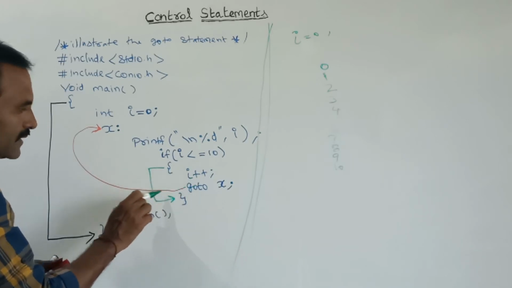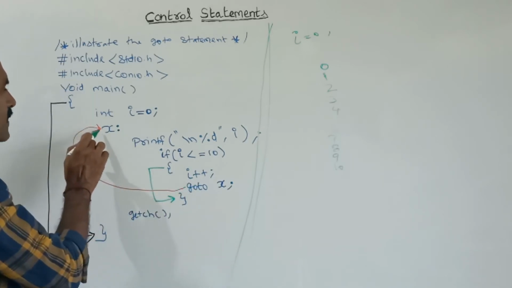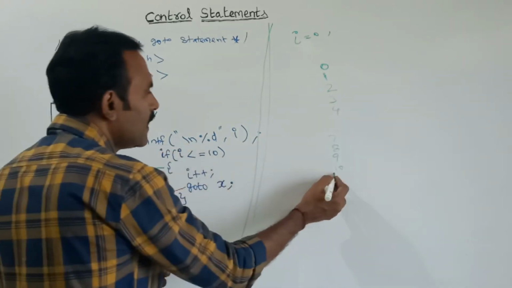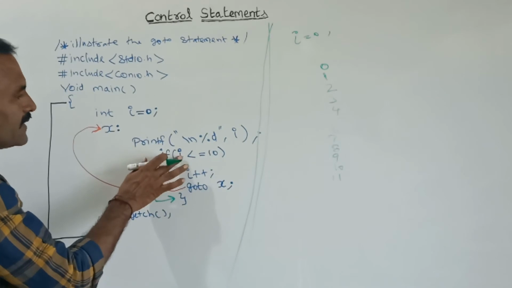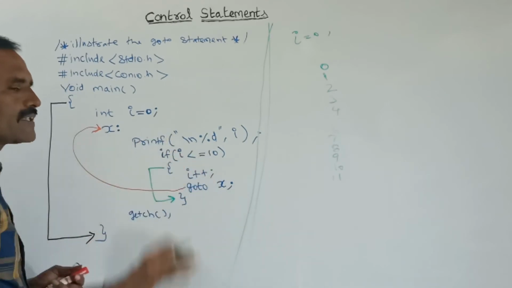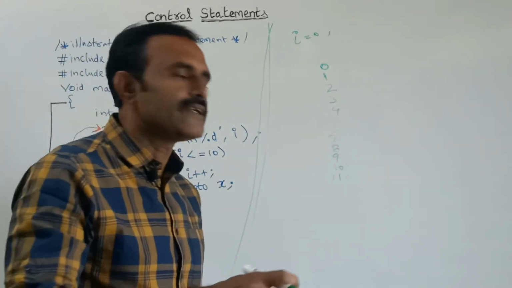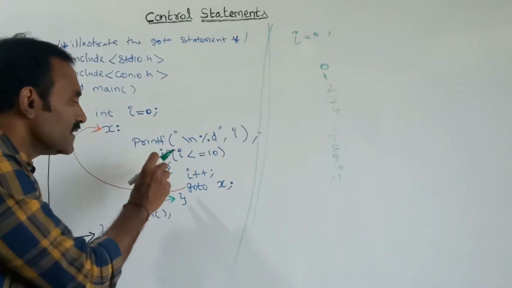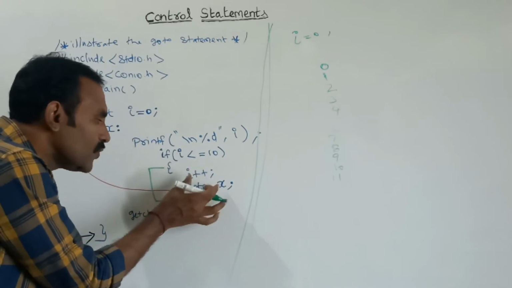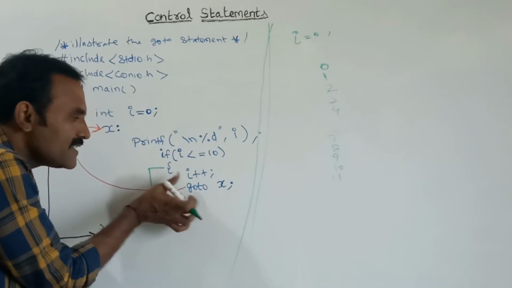Here it goes to x, so it will come to the label here and it will print the 11, and it will check here. Now the value of i is 11. 11 is not lesser than 10 because it is greater than 10, so this condition is false. If this if condition is true, then the goto statement is where? That is inside this if condition.